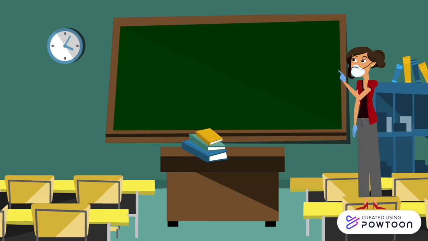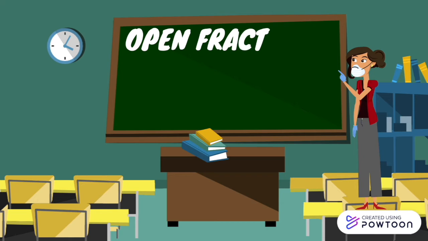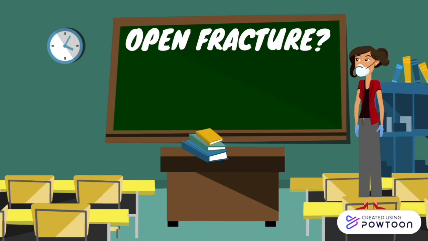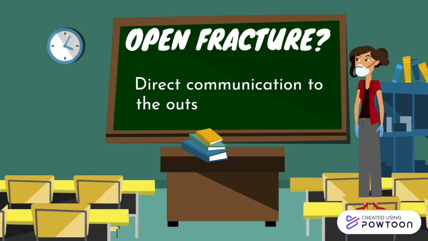Before we discuss the classification and management of an open fracture, let's first define what an open fracture is. An open fracture is a fracture with direct communication to the outside environment. Essentially, this means that the broken bone manages to cut through the skin. Therefore, both the bone and the soft tissues are highly likely to be contaminated by foreign material. This introduces a very high risk of infection in open fractures.